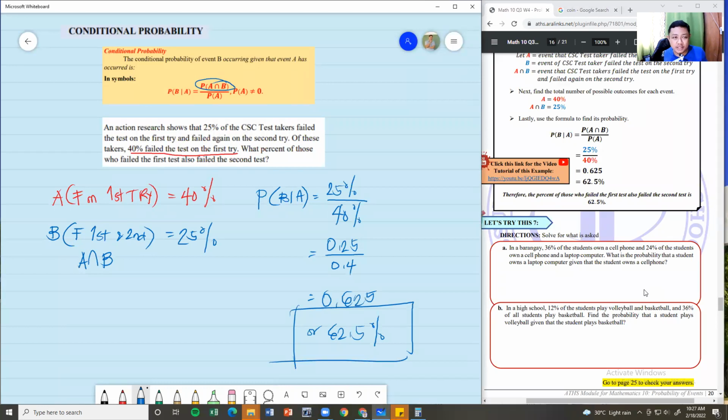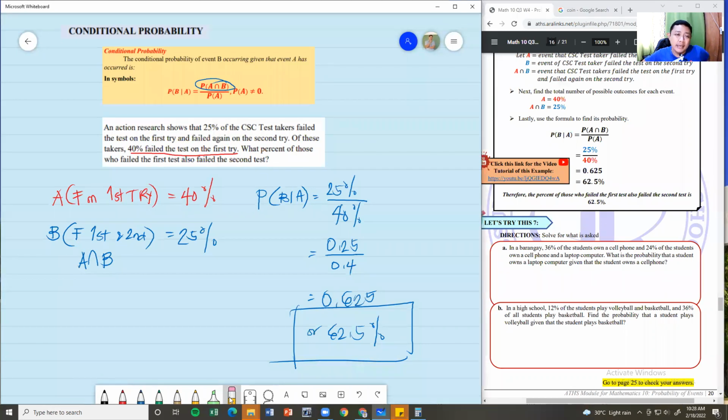So that is conditional probability. And it says here that 62.5% of those who failed the first test also failed the second test. Can you follow? Show me a reaction if that's clear to you. Okay. Let's have another example, because for some, this is quite tricky.